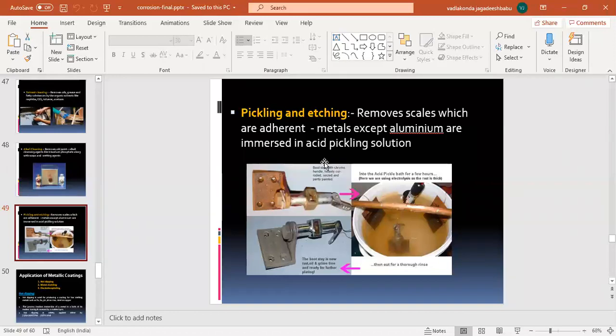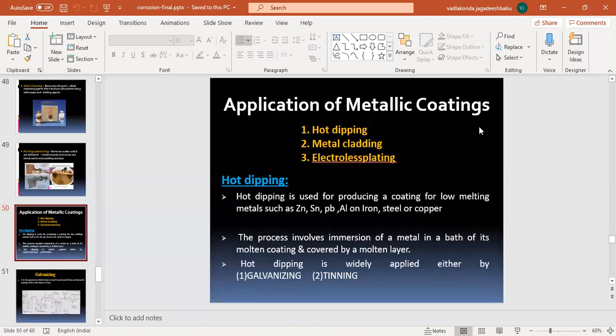So generally scales and rust will be removed by using acid pickling. It means this metallic structure will be dipped in a dilute acid solution so that the rust particles will be cleaned from the metallic structure, and again this cleaned surface will be used for the application of the metallic coating. So now coming to the application of the metallic coatings.